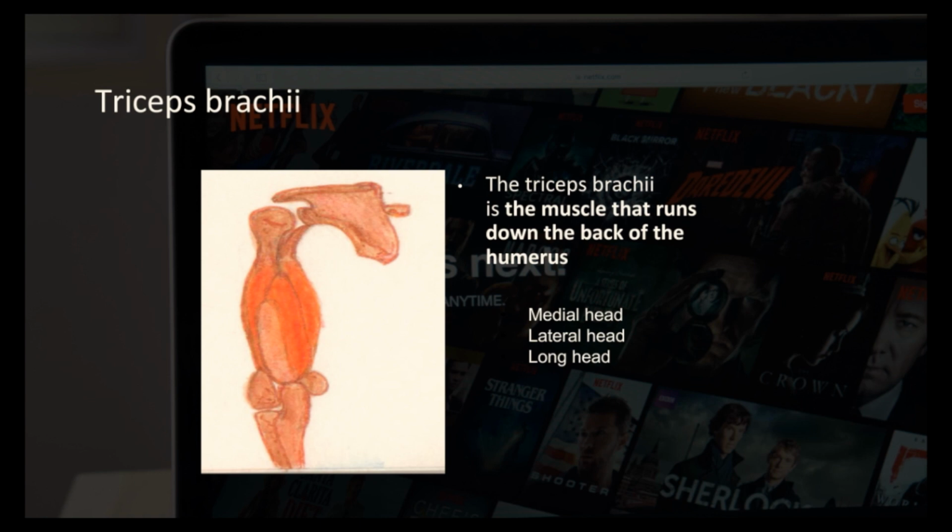The origin of the long head is the infraglenoid tubercle of the scapula. The origin of the lateral head is the lateral and posterior surfaces of the humerus above the radial groove and the lateral intermuscular septum. The origin of the medial head is the posterior surface of the humerus below the radial groove and the medial intermuscular septum.